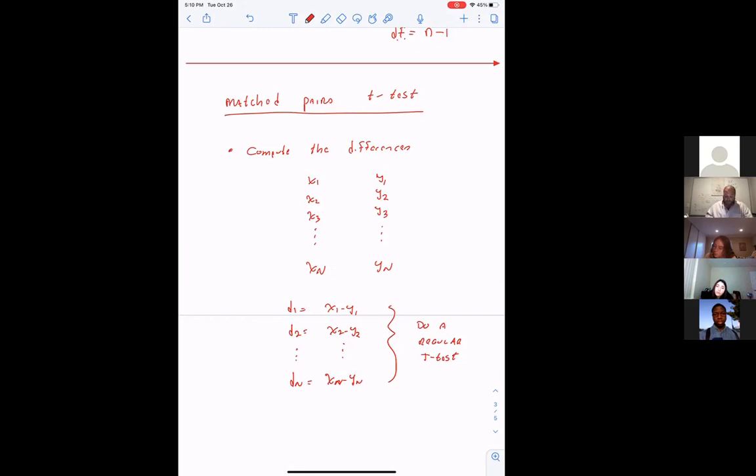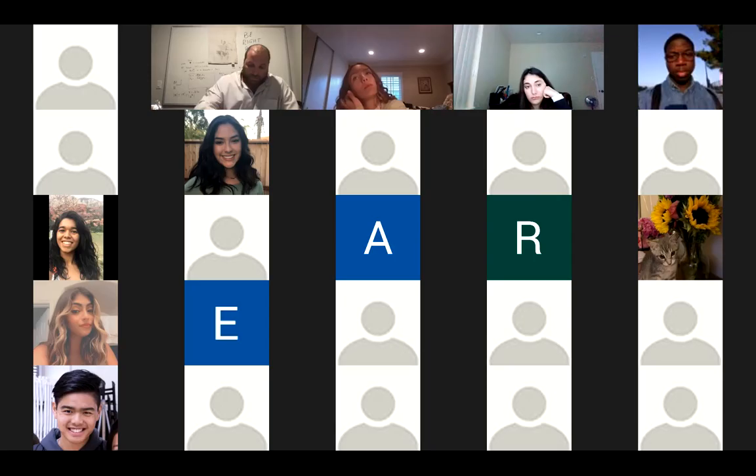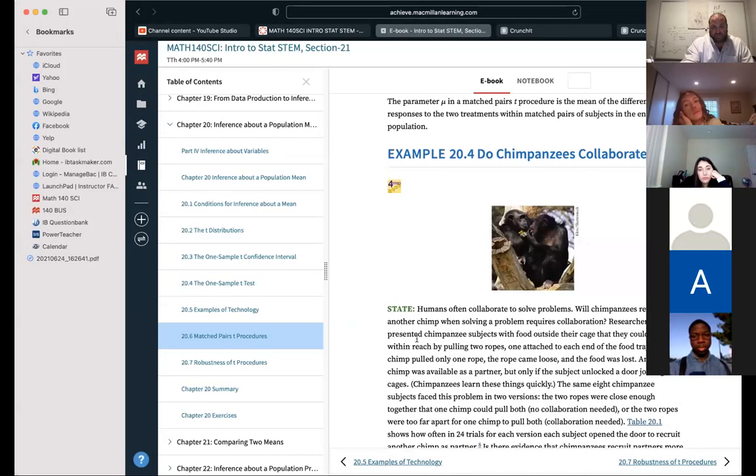So let's do an example of that from the book. Can I go share the screen? Anyone still writing this? Okay, so let's do an example of a matched pair t-test.